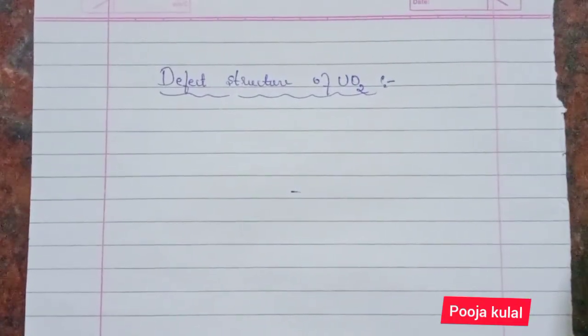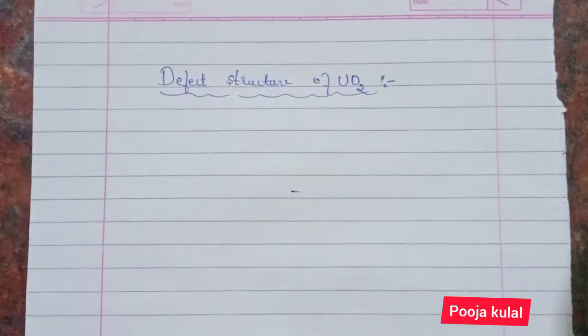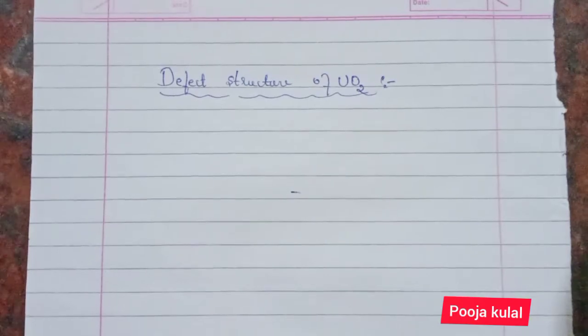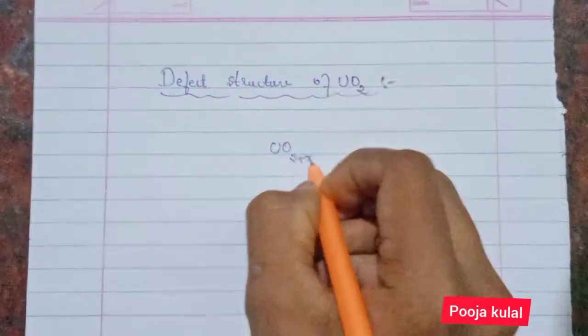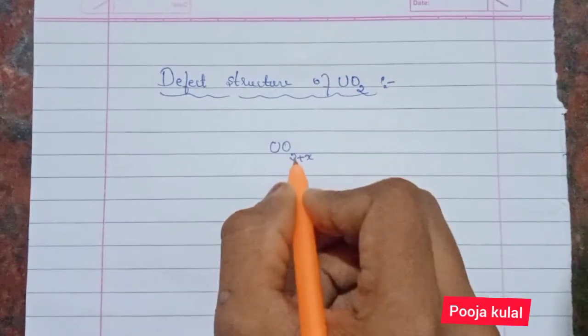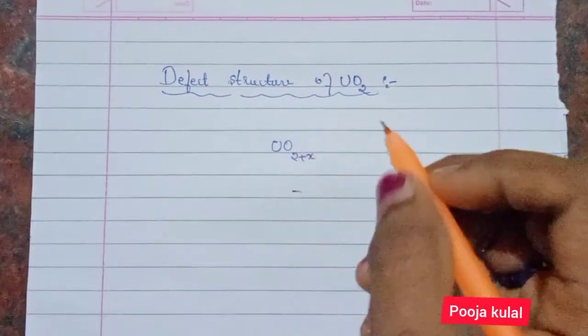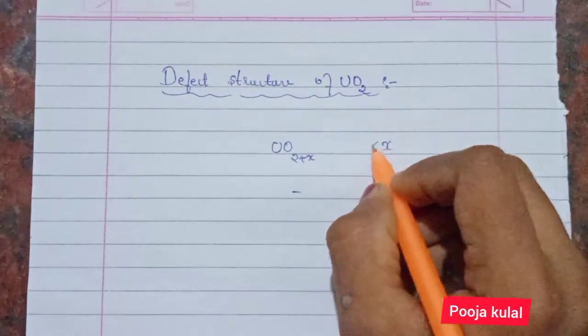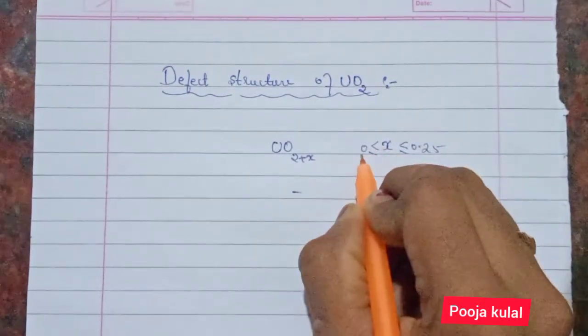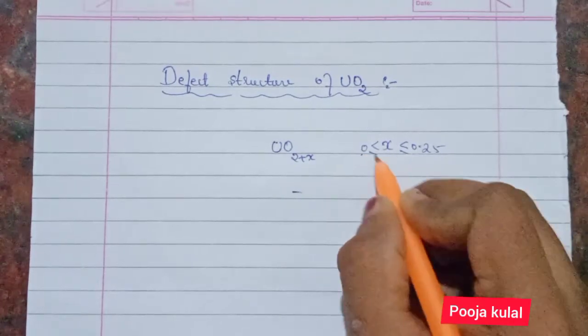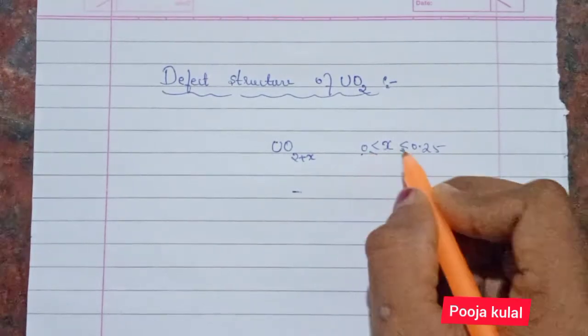In this video, we will study the defect structure of UO2, or uranium dioxide. The defect formula of uranium dioxide is given by UO2+X. Here, the value of X is greater than or equal to 0 and less than or equal to 0.25. Somewhere between these two values, the value of X lies.